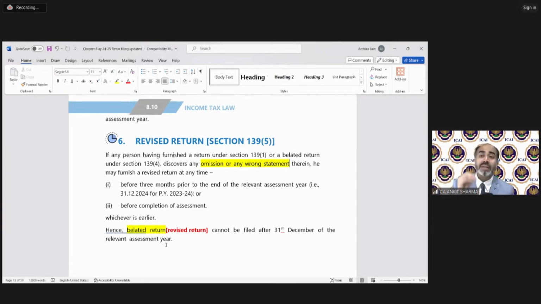What is the last date of filing of return? Whether it's belated or revised, what is the last date? The last date is 31st of December or completion of assessment, whichever is earlier. So after 31st of December, we cannot file belated or revised return. Clear?